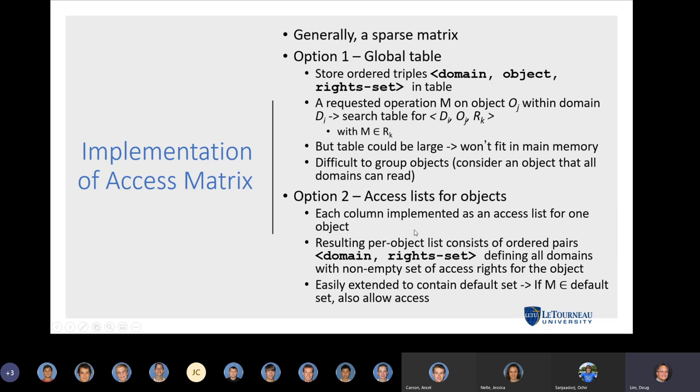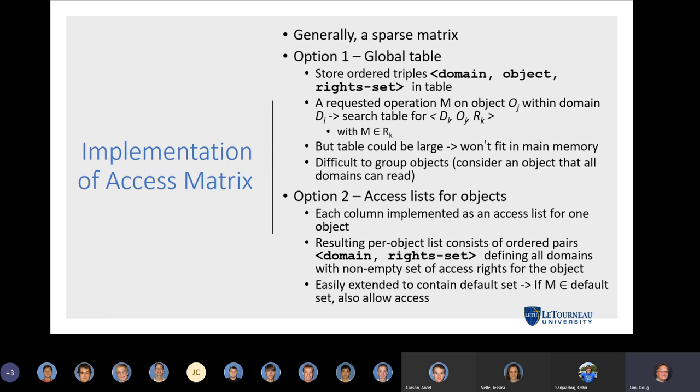The other access method is option 2, which is an access list for the objects. Each object has associated with it an access list, which is a domain or rights list. So again, tying the access to the actual objects and then having a list that provides the domains and what right sets those domains have for accessing that particular object.